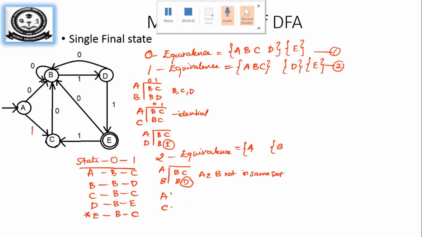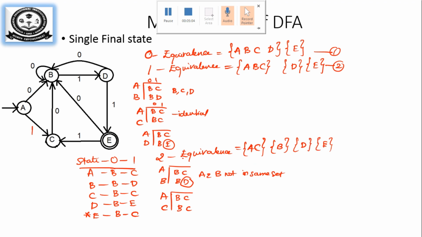So AC, they have BC, BC. So both BC are there in the same equivalence, ABC in the first equivalence. So A and C can be together. So you will have AC together, B separate, then D separate, then E separate.